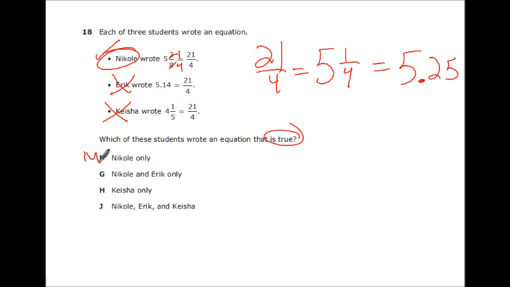So that's my possibility, my maybe. Nicole and Eric are both right. Well, Nicole is, but Eric's not, so G is wrong. Keisha only, we just found out Keisha's not right, so H is wrong. And this is saying Nicole, Eric, and Keisha are all correct. Eric and Keisha are not right, so J is wrong. So the answer must be F.